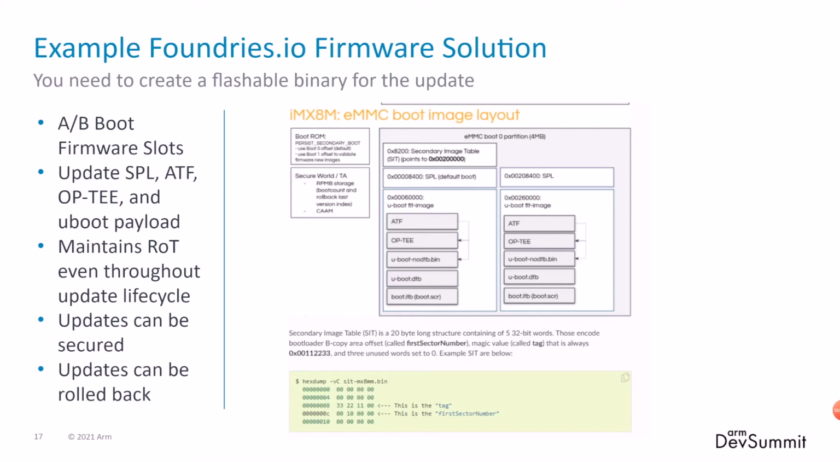So quickly, I just want to highlight what we're doing at Foundries, how we're solving this problem. We're using A/B firmware slots. We're able to update SPL, ATF, OP-TEE, and U-Boot payloads, and it maintains the root of trust through the update lifecycle. So we can update secure devices that are fused, and we can roll back those updates if needed.